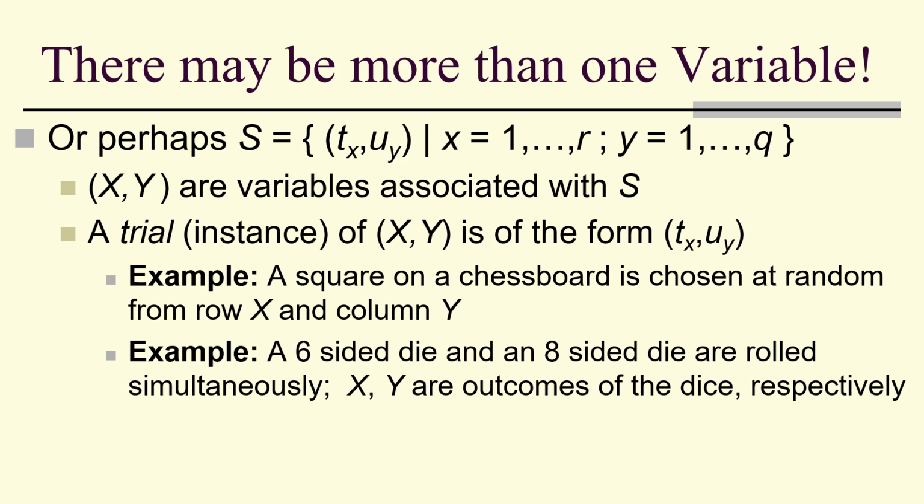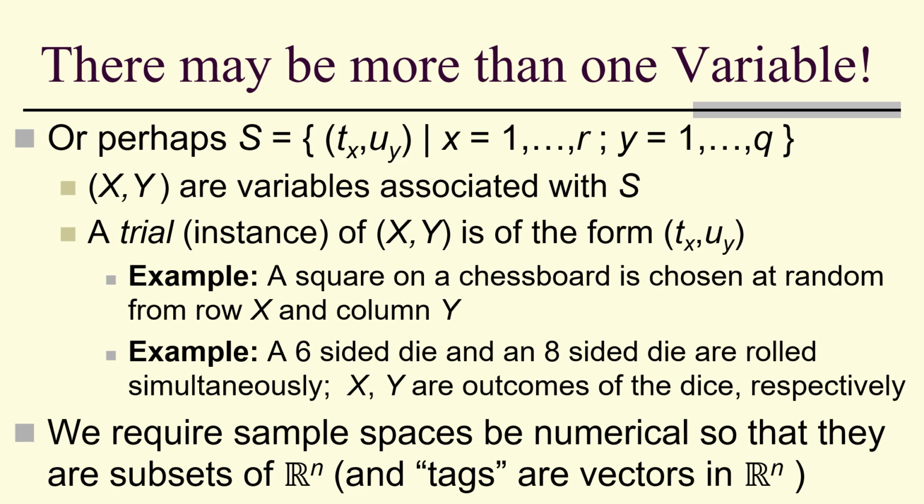A 6-sided die and an 8-sided die are rolled simultaneously. X, Y are outcomes of the dice respectively. So we require sample spaces be numerical so that they are subsets of a vector space, Rn, and the tags are vectors in Rn. And if we have a non-numerical space, we tag it with numerical vectors.